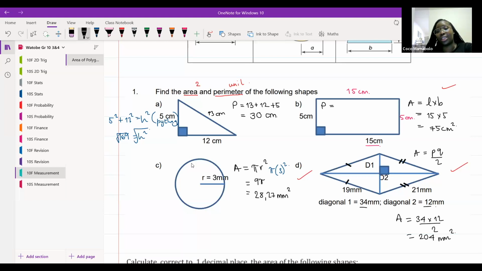So what I'm going to do is go length plus breadth times 2. I'm just going to say the perimeter is 2 times the length plus the breadth. Okay, so that's going to give me 2 times 15 plus 5, which is equal to 40 centimeters. All right. Excellent stuff, guys.